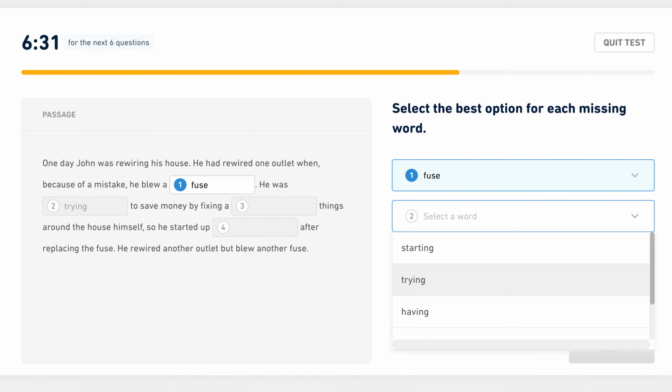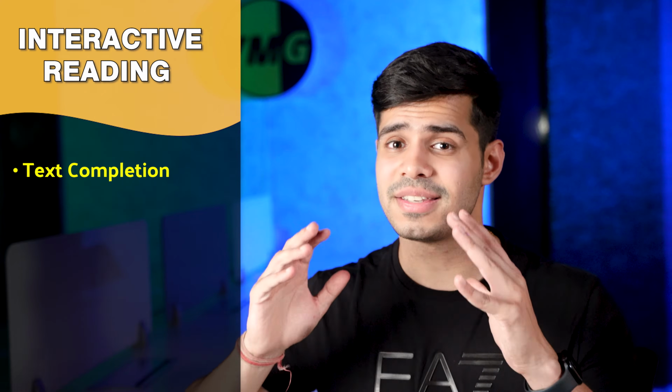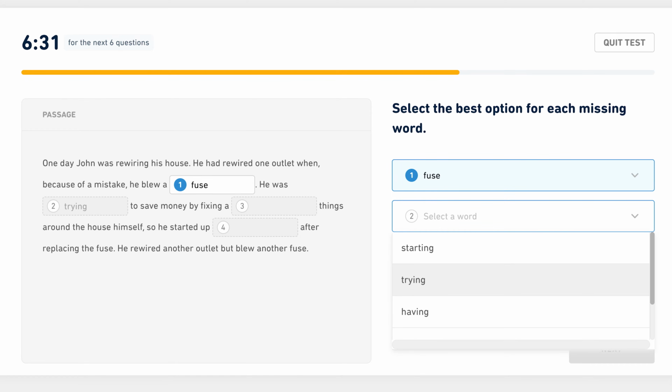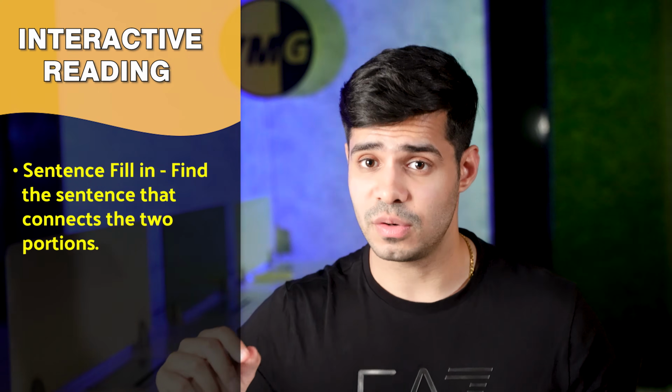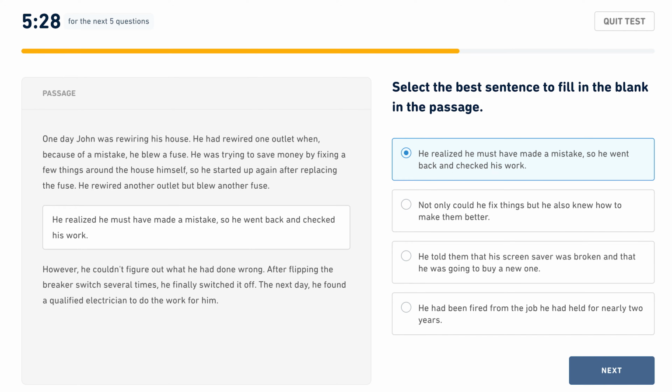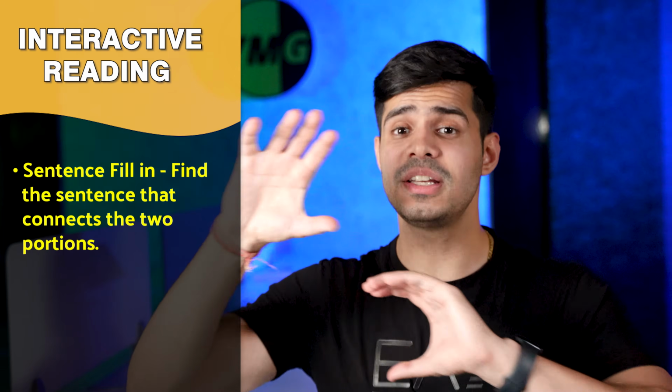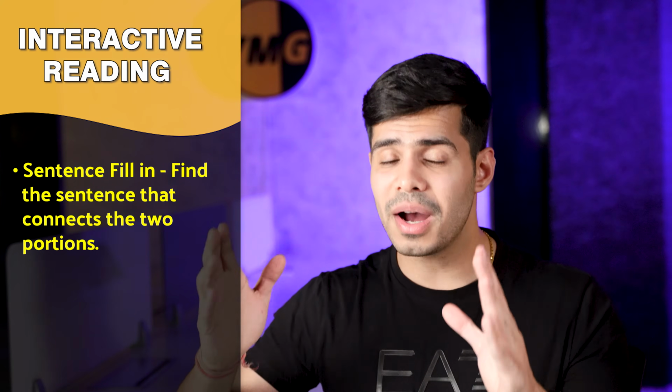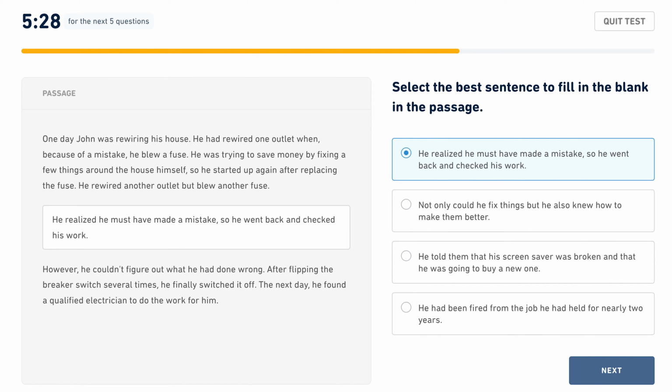While it has multiple sections, the first one you will see is text completion. You will have to select an option from the drop-down, and again the same strategy applies where you skim through the text and select the best possible option. The next one you will see under this question type is the sentence fill-in question, where you have to basically put a sentence to connect two parts of different paragraphs. When you're connecting these two paragraphs, what I want you to do is to read and understand these two paragraphs and find the best sentence to connect these two.